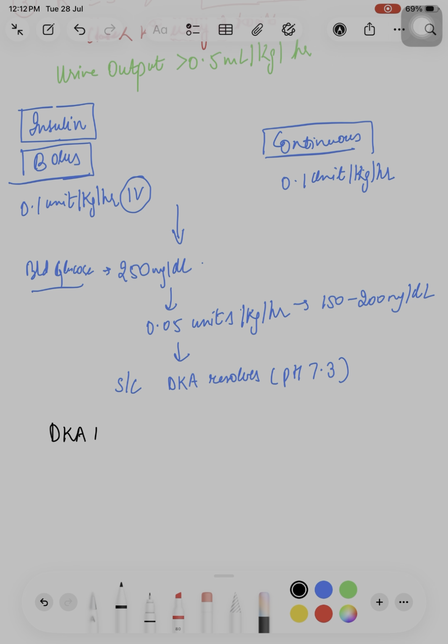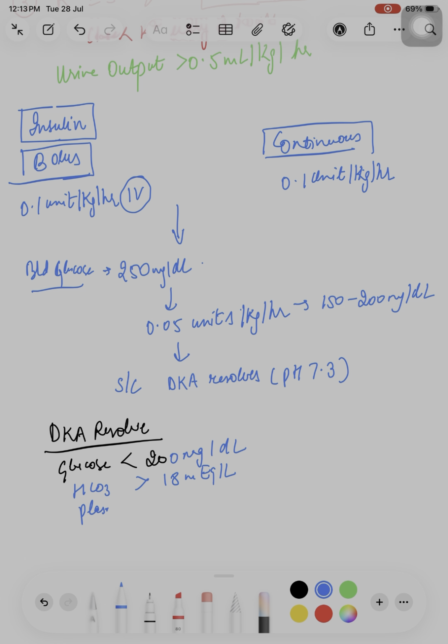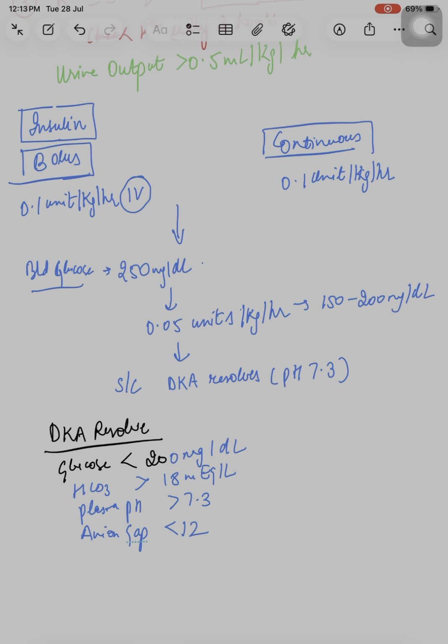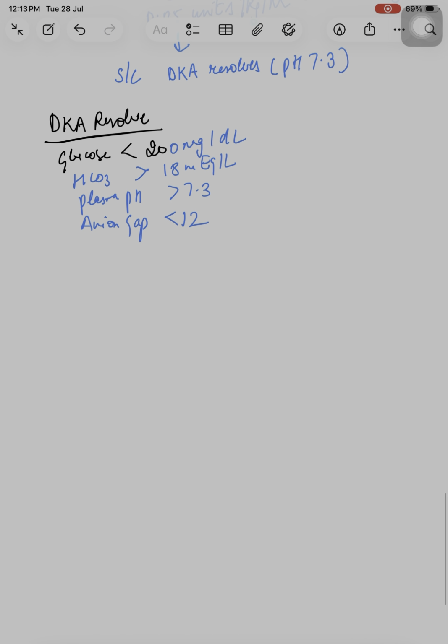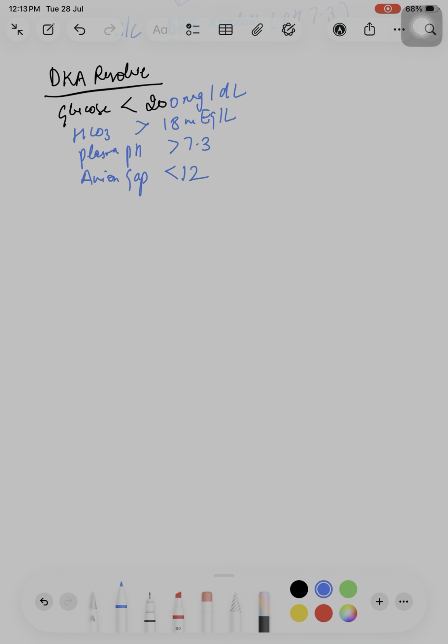Next is, when is DKA resolved? When glucose is less than 200 milligram per deciliter, bicarbonate is more than 18 milliequivalent per liter, plasma pH is more than 7.3, anion gap is less than 12, and the patient can tolerate oral fluids, then only you start the subcutaneous insulin.